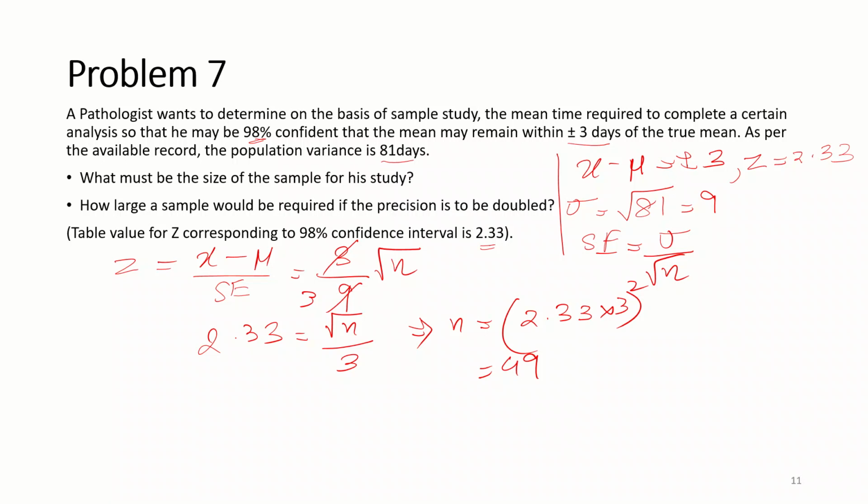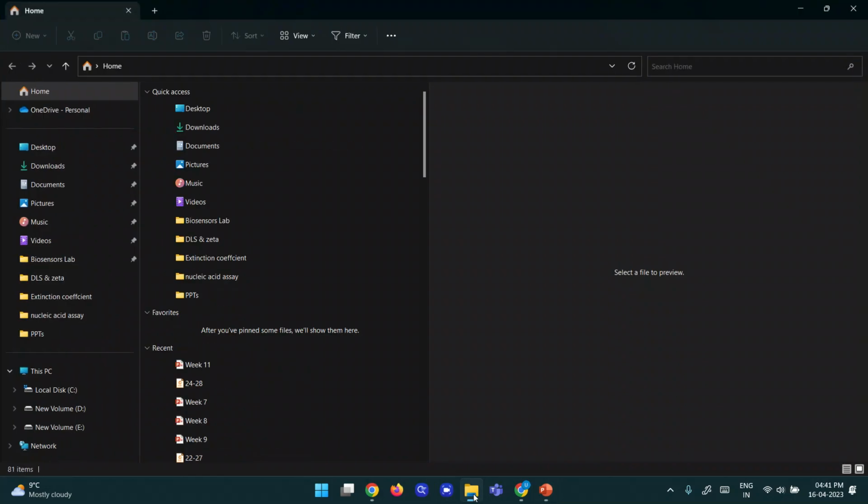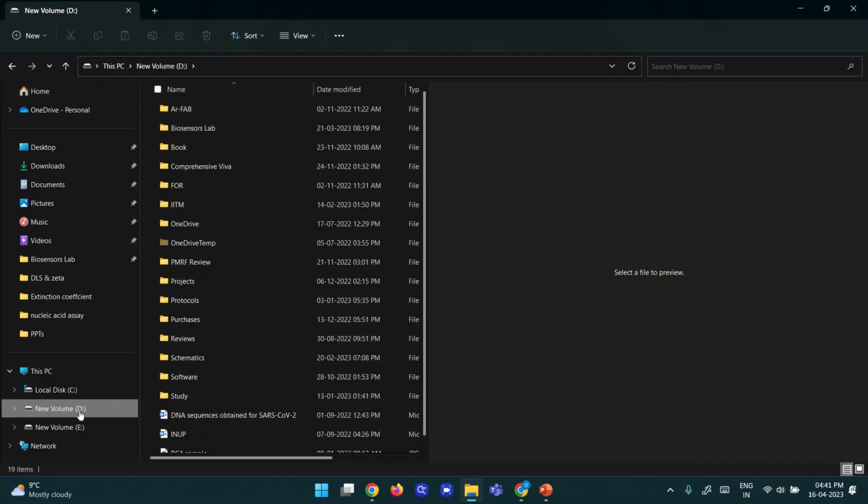So now I think I had shown it, I think I have it in the slides. So is it 196? If precision has to be doubled, should the sample size be multiplied by 4 times? How?